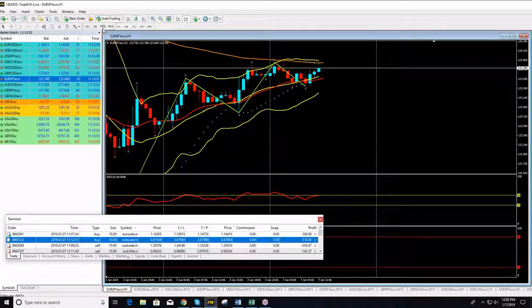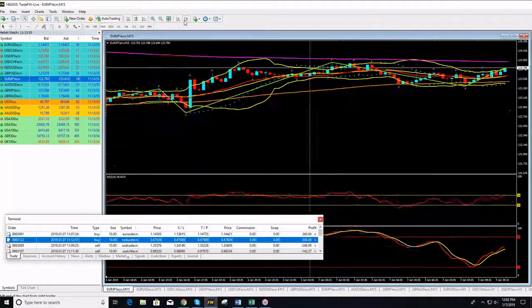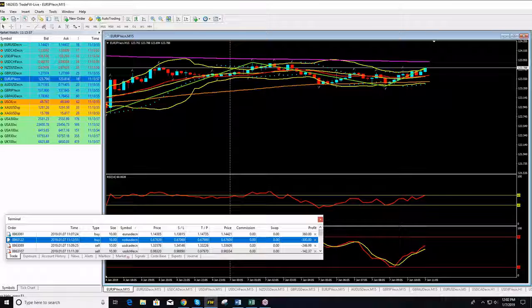Euro yen is looking very promising. Let me check the lower time frames. Okay, guys, we will enter long positions on Euro yen. Euro yen, there we are. Long positions, market price, very strong bullish momentum.